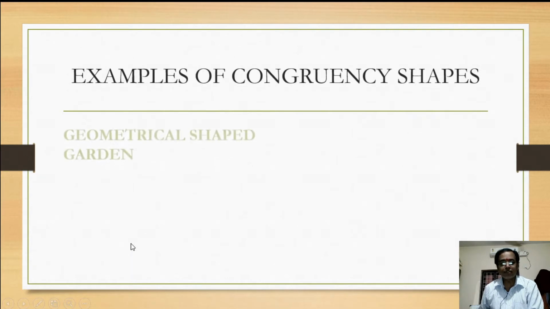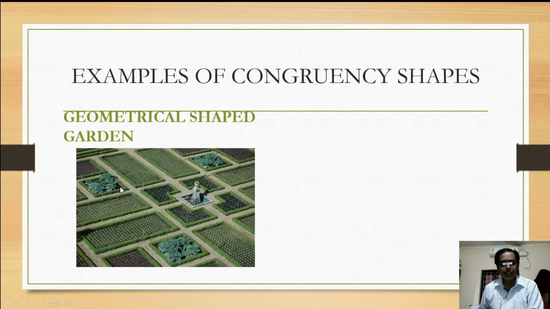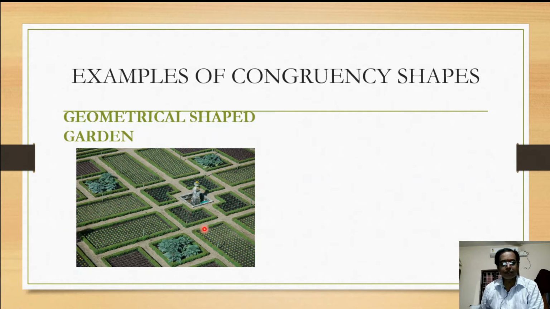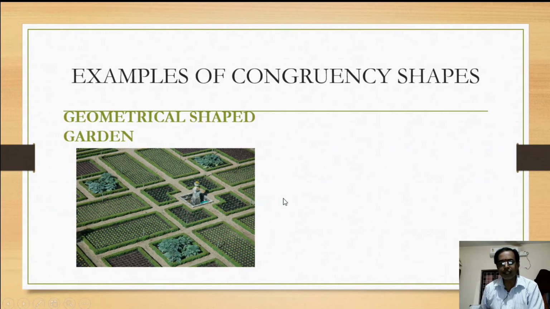Examples of congruent shapes. A geometrically shaped garden. See here, we have a rectangle shape and a square shape. These patterns are all congruent: these two rectangles and these two rectangles. Indirectly, this chapter is very important to design gardens like these. This chapter is very useful in many branches. Let us see that later.